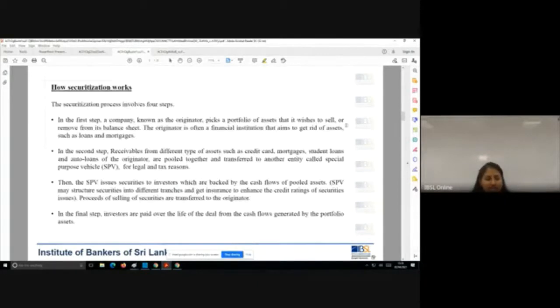So under securitization, we saw how securitization works. There were 4 steps. First was to identify a certain portfolio that you wanted to get off your balance sheet, and then to pool those receivables and transfer them to another party called an SPV, special purpose vehicle, for legal and tax reasons. And the SPV who gets this asset will use it to issue debt securities and collect money, and this money will be paid in return for the assets which were transferred by the company. So the company will get the cash in the end.